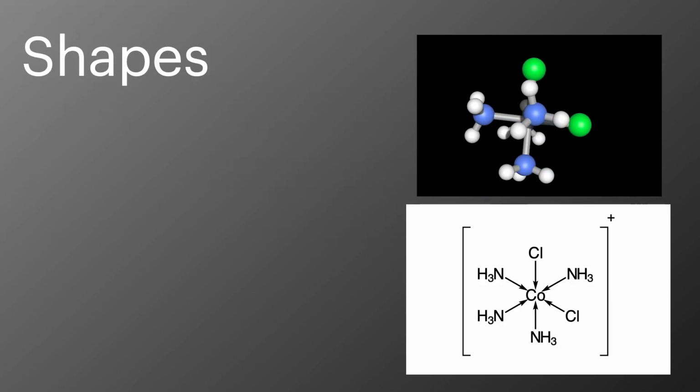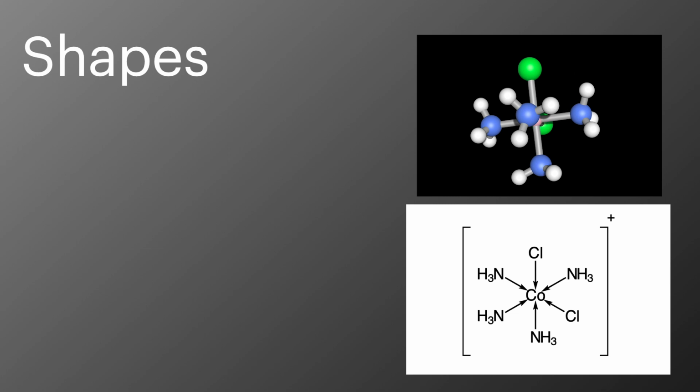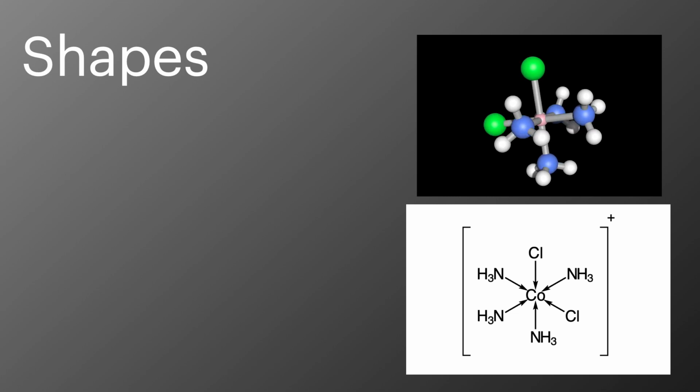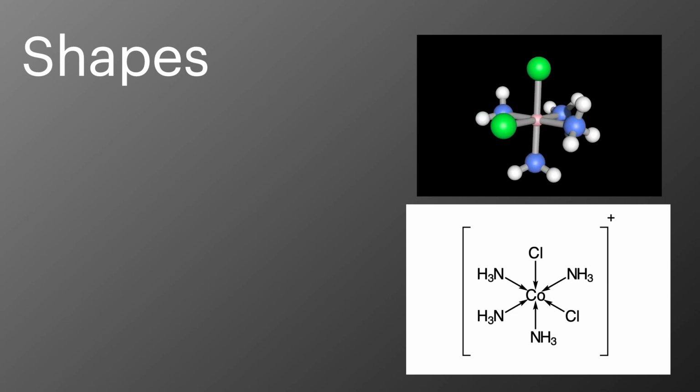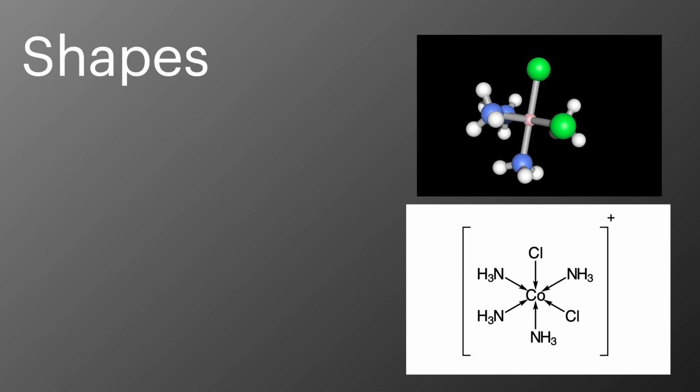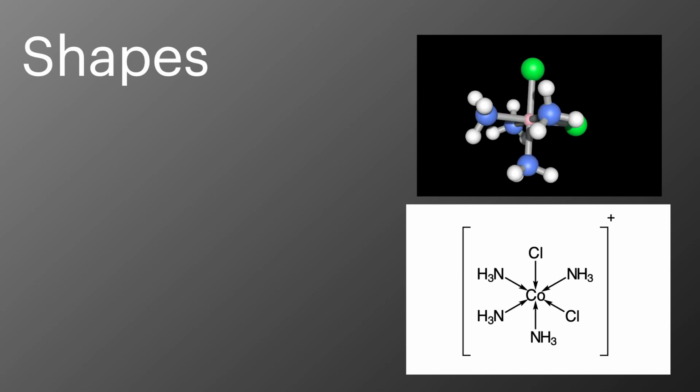So when we talk about shapes, then we might want to cast our minds back to the topic we did in the first year, where we talked about shapes and we looked at different pairs of electrons, bonded pairs, lone pairs, and we worked out what shape the molecule will be based on that information.